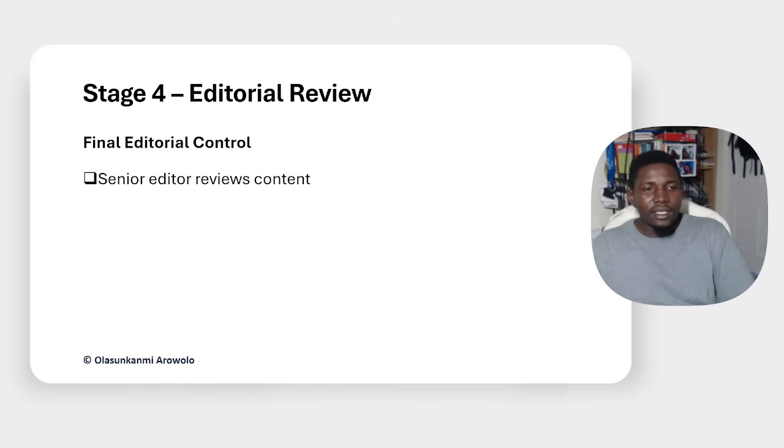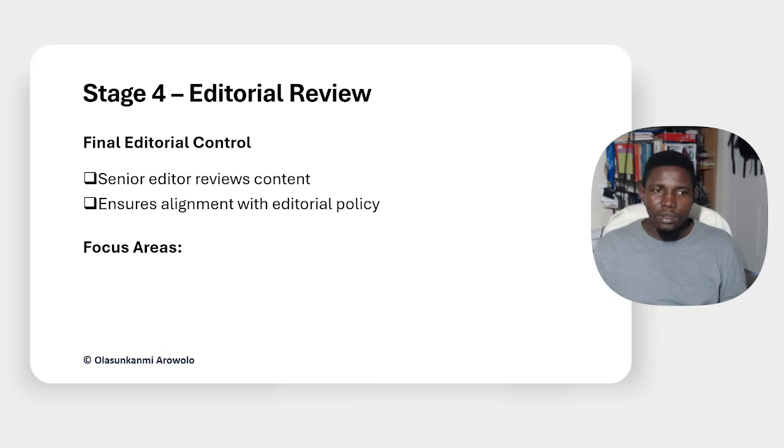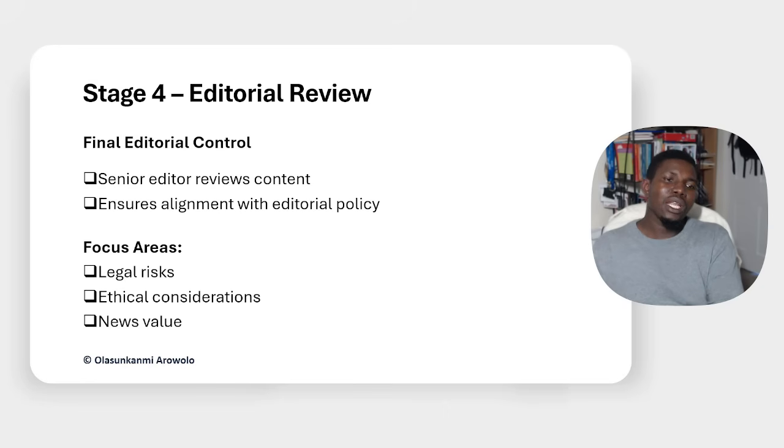What happens here is that the senior editor reviews what has been sub-edited. You review the content, they look out to ensure that there's alignment with the editorial policies, ensure that the content is right and appropriate, and their focus basically is to reduce legal risk so they don't get into trouble, and also to reduce the chances of breaching ethical codes. So ethical consideration is very important at this stage. And of course, to ensure that the news carries what they call news value.